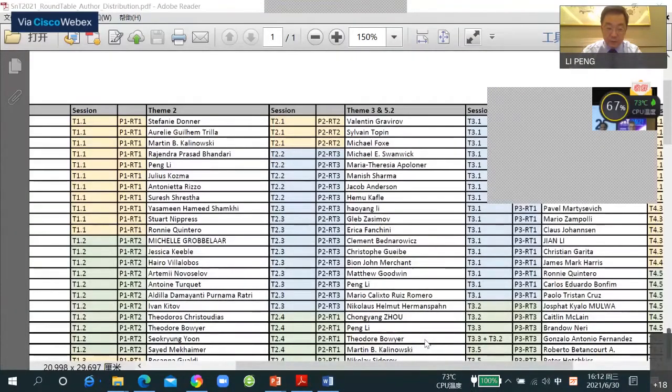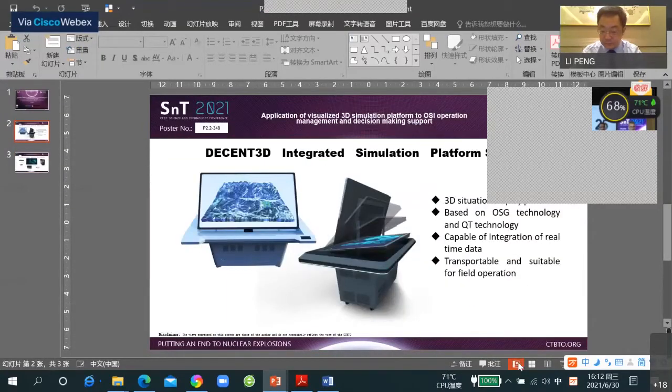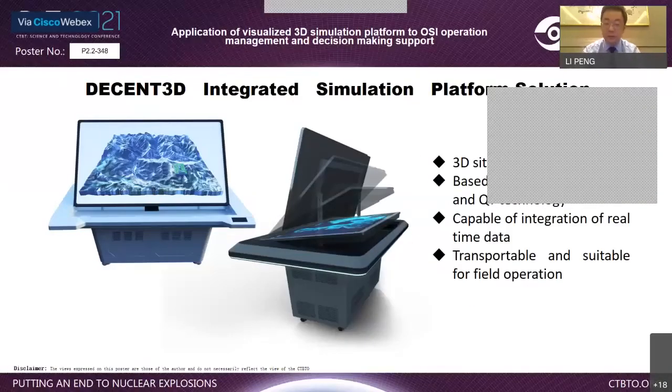The last one is actually a technical solution for the simulation platform for OSI. As we all know, we need mission planning, even for the selection of the base of operations, and also to make everyday planning for the different field teams going out and going back, and for conducting the missions in the inspection area. So utilizing the simulation platform will be very useful for planning and mission management of the daily activity.